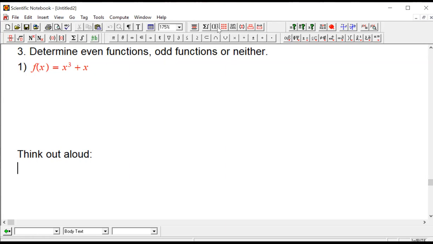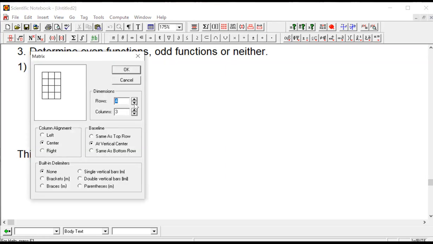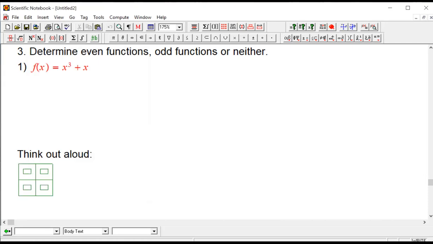According to the definition of even function, what's being required? It's f of negative x equals f of x, for all of the real numbers, all of the x's in the domain. This is for even. Even function. What's an odd function?